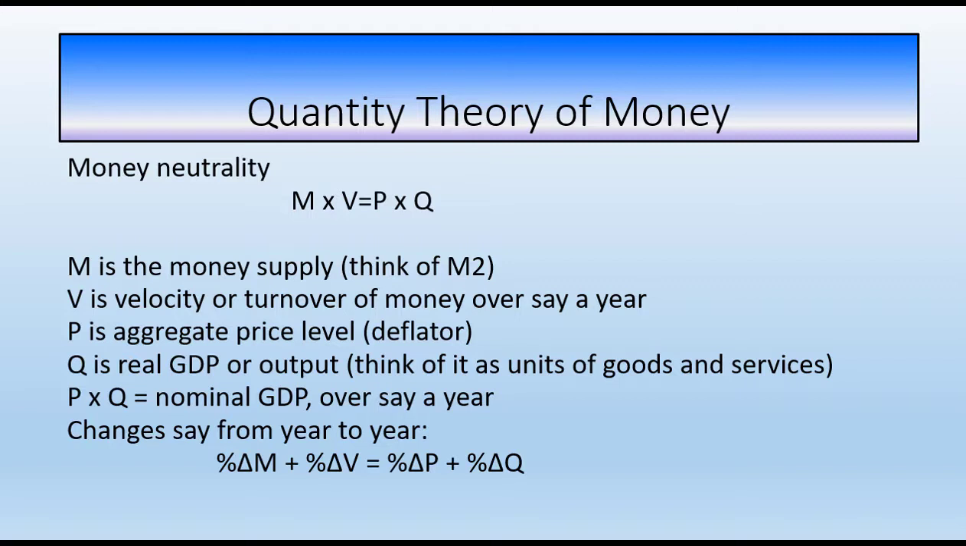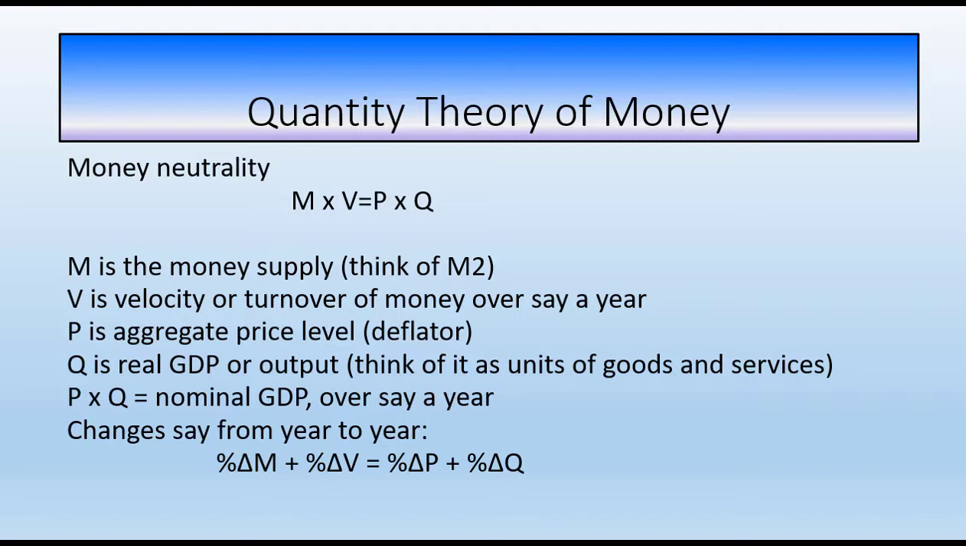Then there's the concept of velocity. So money, the quantity of money, think of it as M2, times the velocity of money, which you can think of as the turnover of how often a dollar turns over in the economy. And I'll get at this a bit more in a second. How often you and I conduct transactions using money is a real component, the real thing.